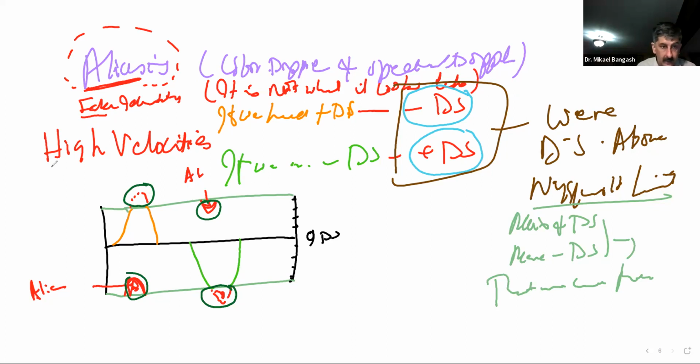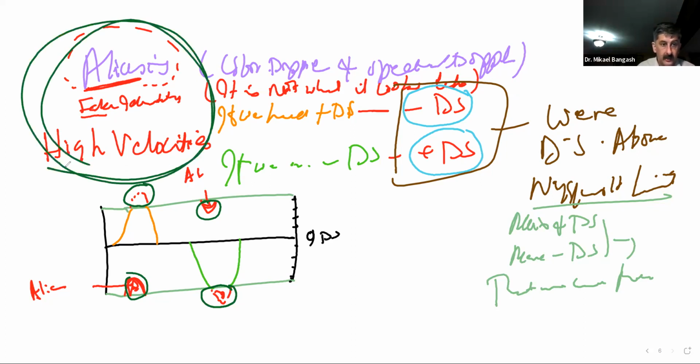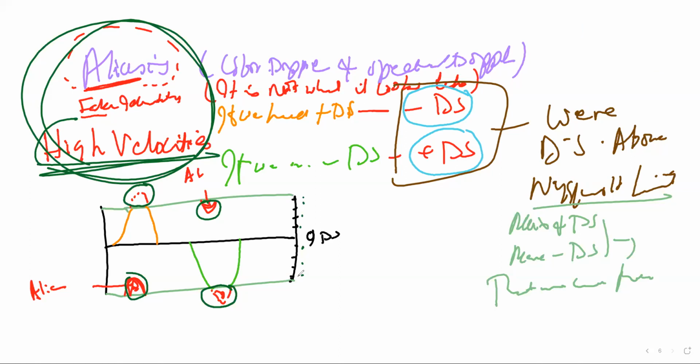So you can say aliasing primarily indicates a misrepresentation of high velocities, or at least velocities which are higher than our Nyquist limit, whatever number we had here as a velocity, or here as a velocity. Did that make sense? Yeah. Good.